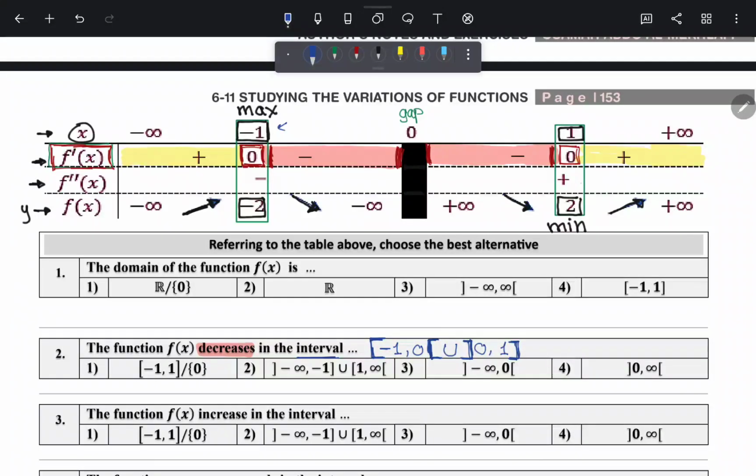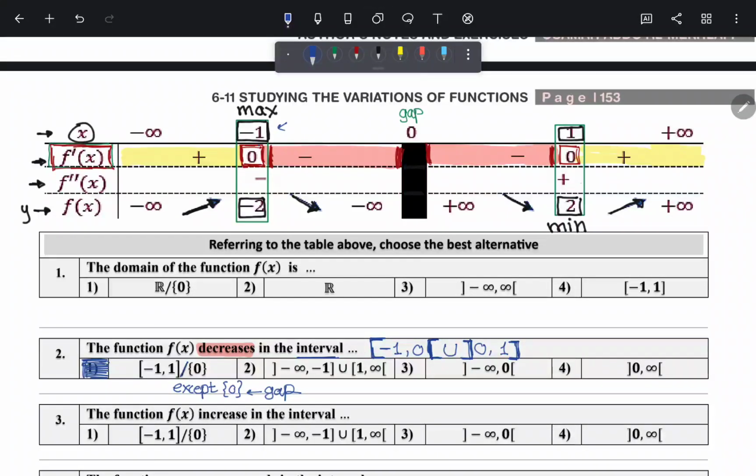Okay. Where is it in the choices? We will not find this. It's not in the choices. Why? He wrote it differently. What did he write? He wrote from minus 1 until 1. From minus 1 until 1. This line means except 0. Why except 0? Because 0 is a gap. Exactly. So it's from minus 1 until 1 except 0. So this is the correct choice. This is when the function decreases.